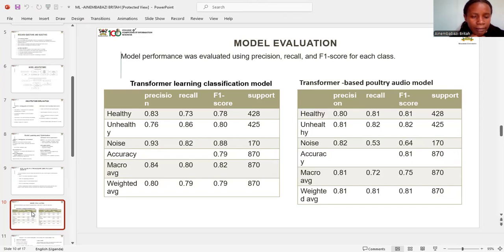and recall. Based on this evaluation, the transformer-based model achieved slightly higher performance, at 80% compared to the 79% accuracy achieved using the transfer learning classification model. Basically, those are the two models that I managed to train for our data.